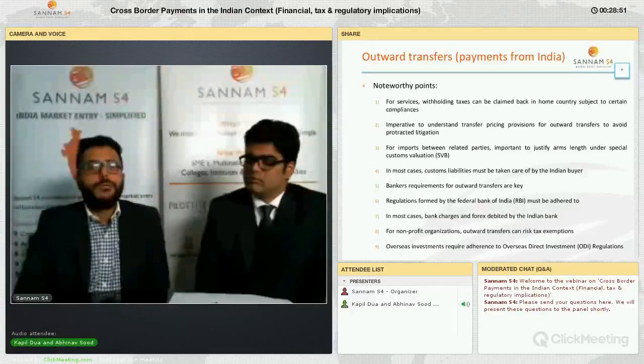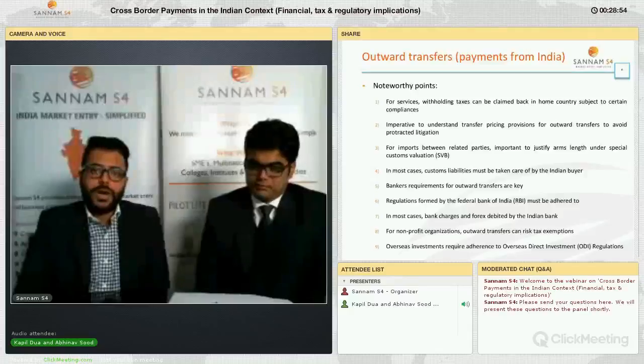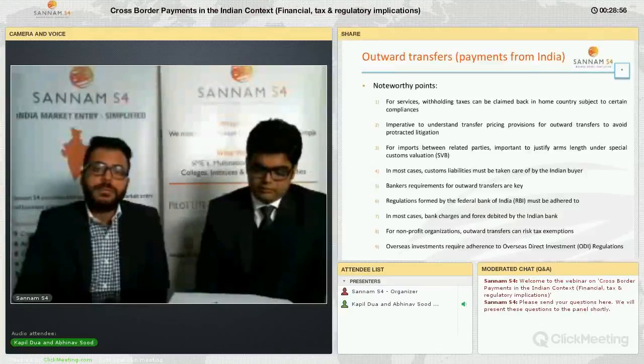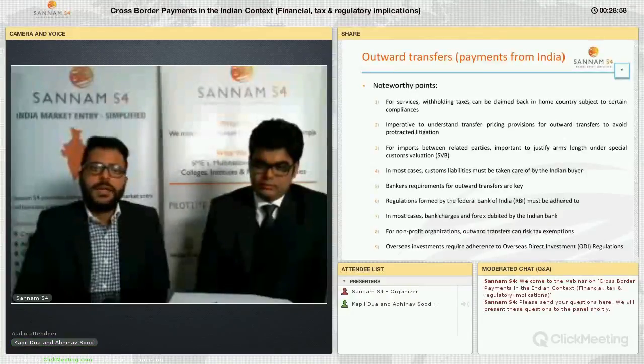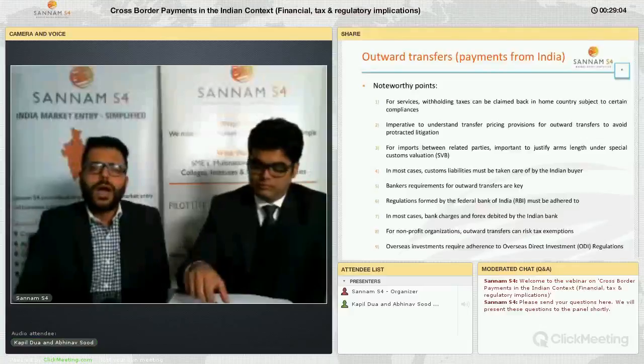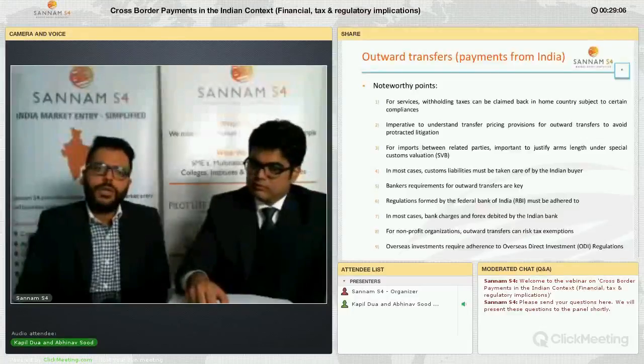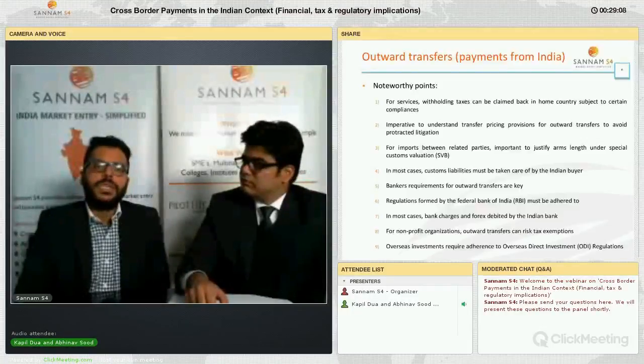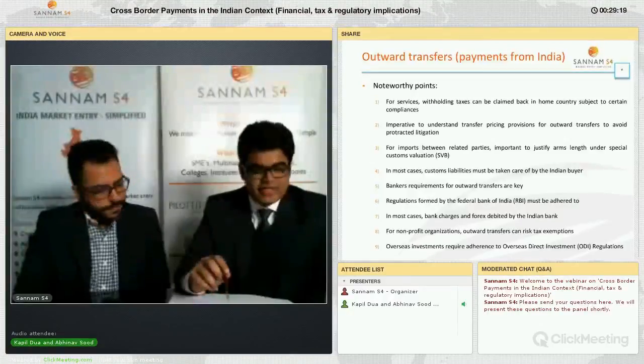So whenever money is being looped from an Indian subsidiary of yours to further other countries, which become down-level subsidiaries of the Indian entity, then you do need to adhere to the overseas direct investment regulation, which says that you can only invest up to 400% of the net worth of the Indian entity. So it's a specific, different regulation which we call the ODI regulations in India.